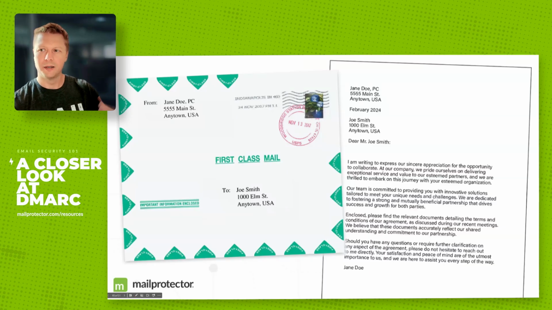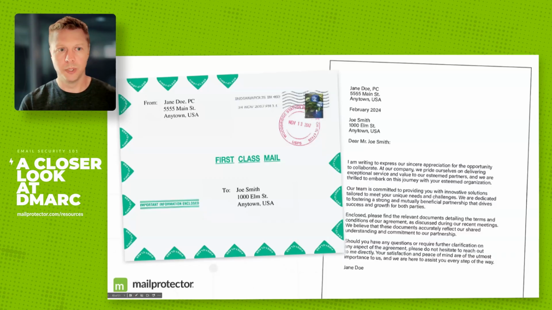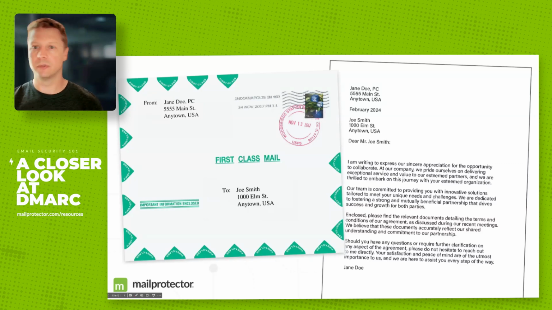One of the ways that I like to explain things is through analogies, and I think comparing DMARC to a certified piece of US Postal Service mail is a great way to try to understand this. So here we have a piece of snail mail. We have an envelope with an address of who it's coming from, and an address of who it's going to. And then inside of that envelope is a letter, or the contents of an email.